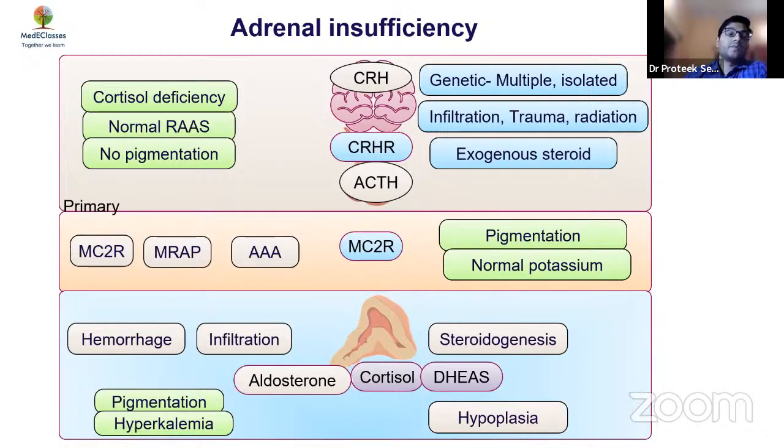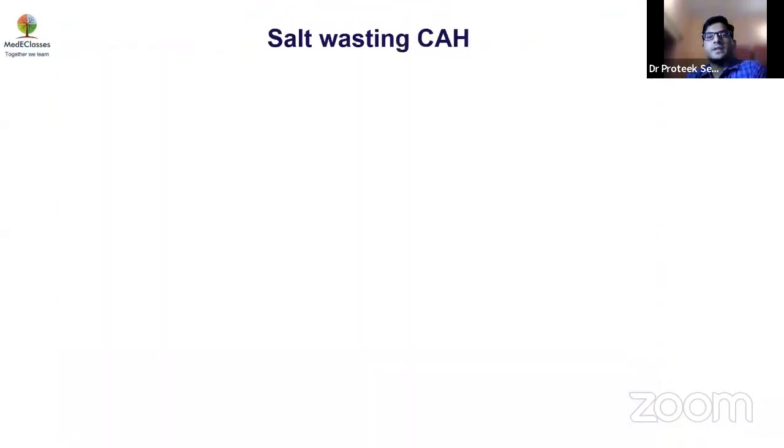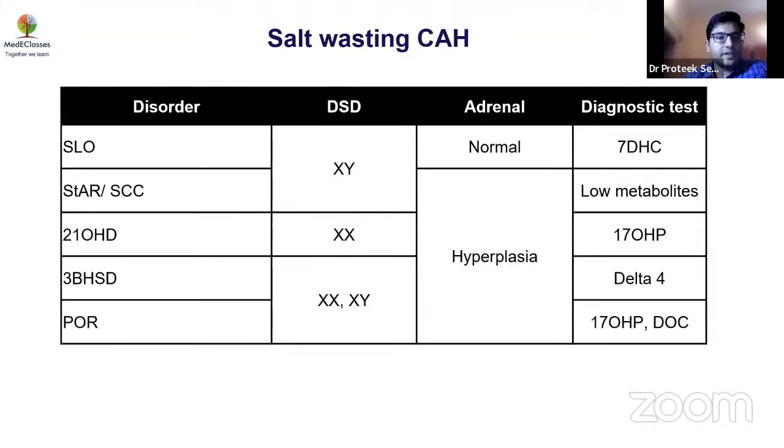The most dangerous and the most severe ones will be the primary adrenal insufficiency, which might occur in hemorrhage, infiltration, and most commonly CAH. In these cases, there will be pigmentation, and the sodium loss will be much more in severity and will be associated with hyperkalemia. Now, salt wasting CAH is the most common cause of primary adrenal insufficiency in children. Of course, there are various types, but most commonly 21 hydroxylase deficiency is something which should be looked out for.